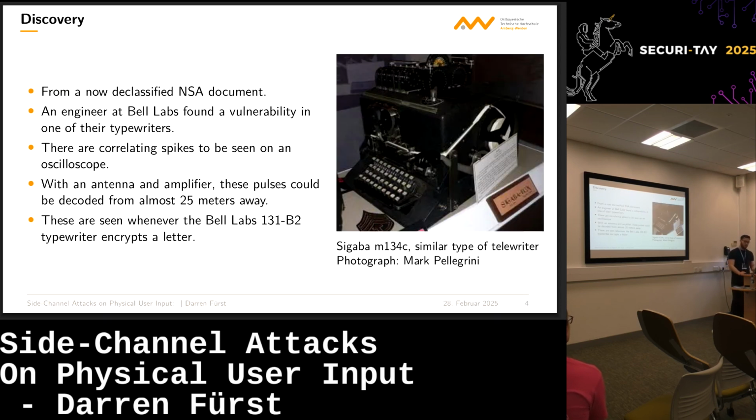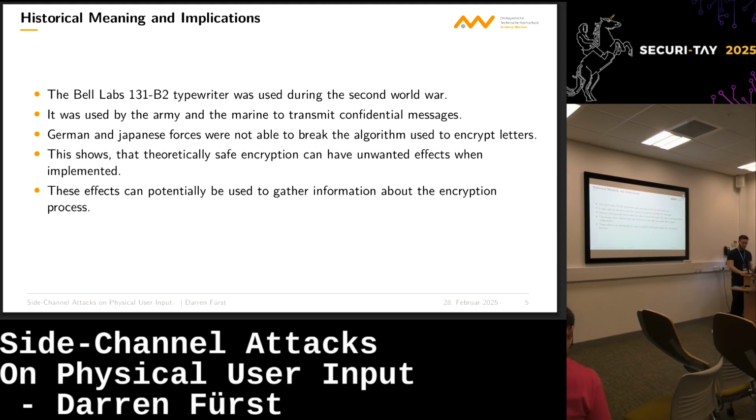So the first side channel attack was from a now declassified NSA document, where an engineer at Bell Labs found a vulnerability in one of their typewriters. And you could see correlating spikes on an oscilloscope. And with an antenna and an amplifier, you could see this from almost 25 meters away. So you wouldn't have any trace on the device itself of this happening, the same as when I would record audio. You don't actually need to attack my laptop specifically. And the example was the Bell Labs 131B2 typewriter. I have a picture of a similar one here, which was used, and it's the same sort of mechanism.